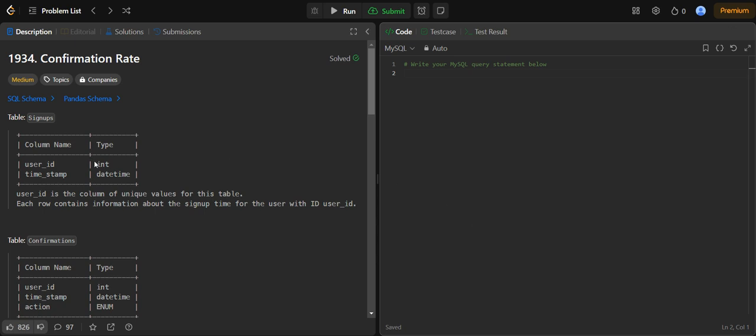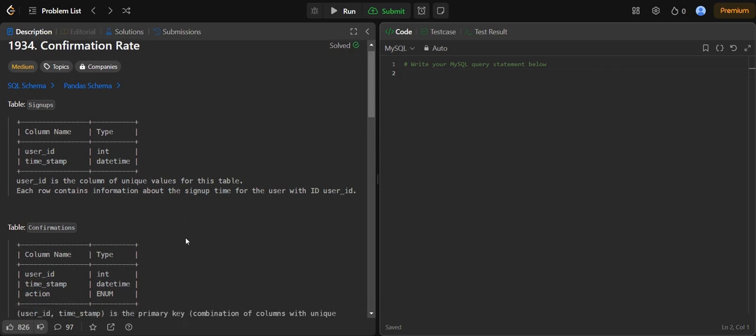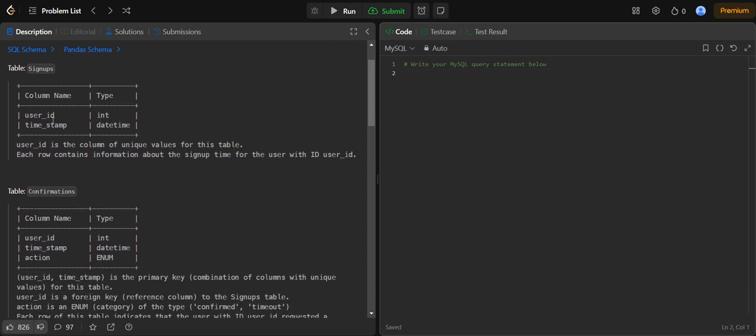Today we are going to solve this question, confirmation rate. In this question there are two tables, signups and confirmations. The signups table has the information of each user and the date on which they signed up. The user ID is the primary key for this table, and the timestamp column gives us the sign up time for the user with that user ID.